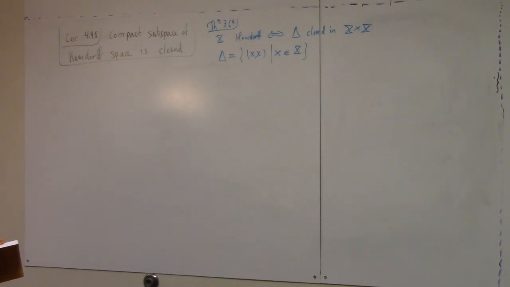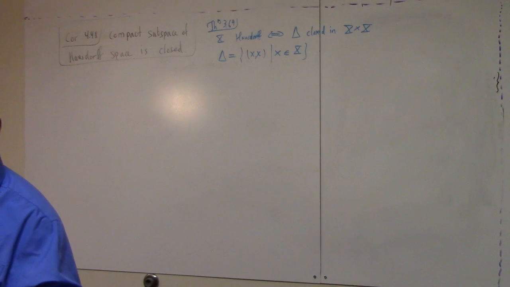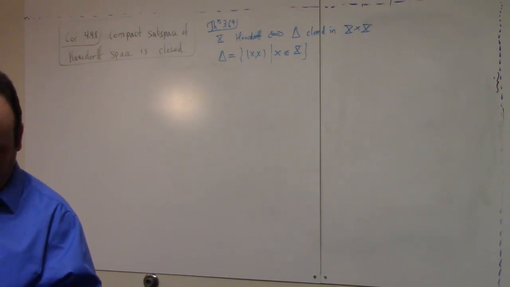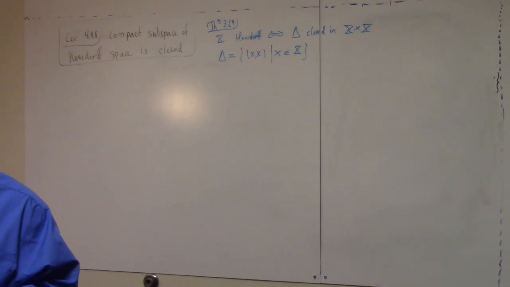when we're studying compact spaces, we were trying to prove this Corollary 4.48, right? A compact subspace of a Hausdorff space is closed. Well, we can use this theorem as a tool to understand how to do that.